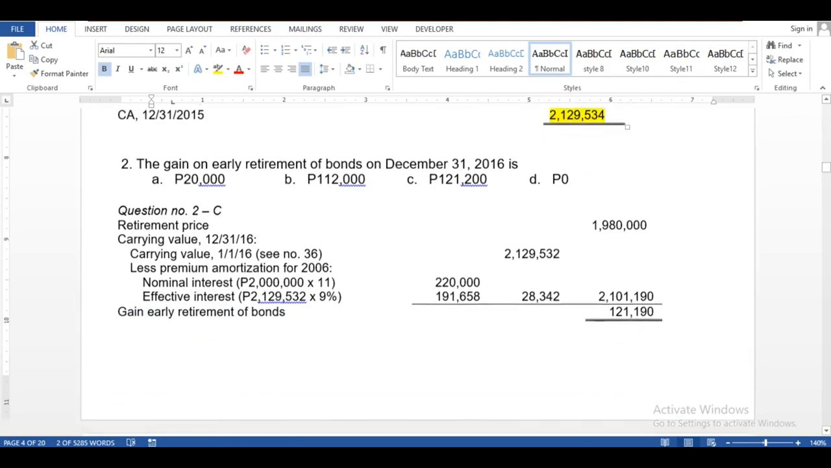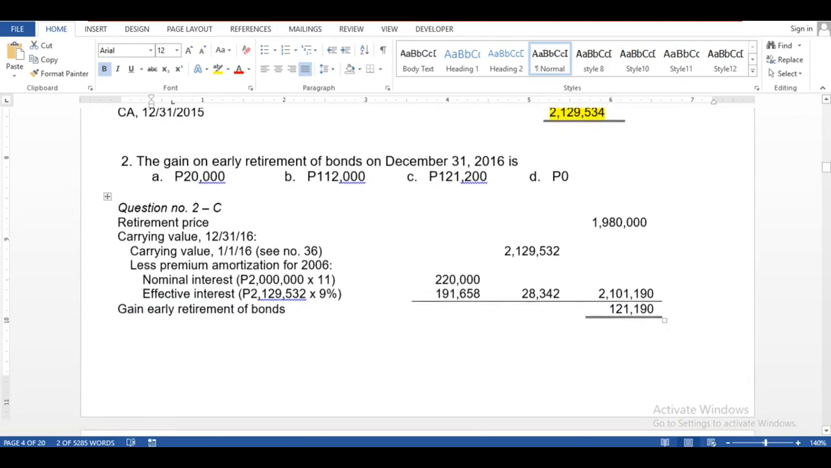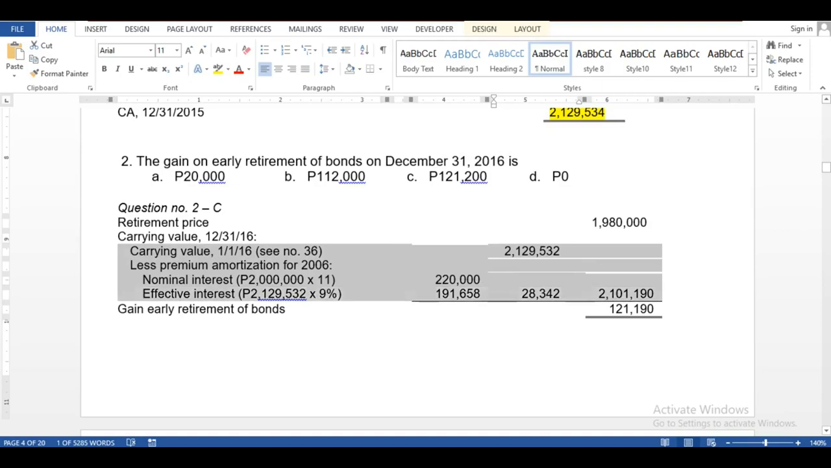Gain on early retirement of bonds. So the retirement price, as mentioned sa problem, is 1,980. Then get the carrying value of the bonds as of December 31, 2016. So another 1 year amortization. So using this table, okay. But you can also use yung shortcut po natin. So ano yung shortcut po natin?